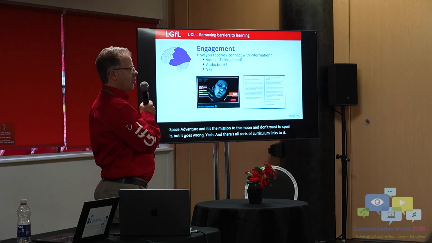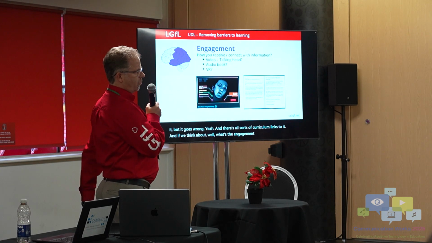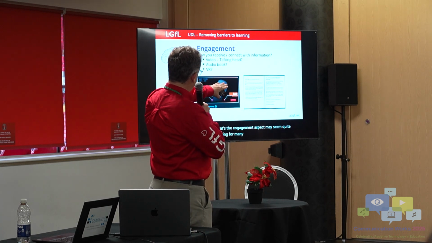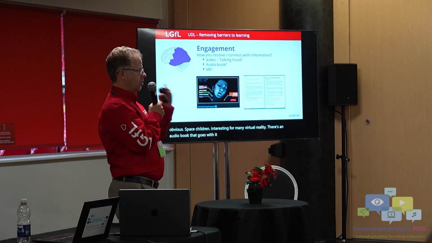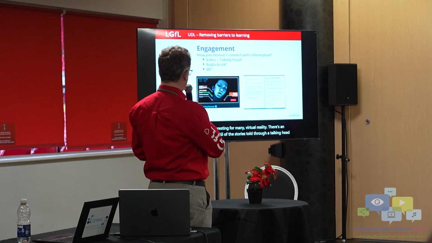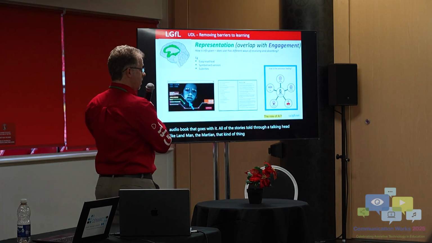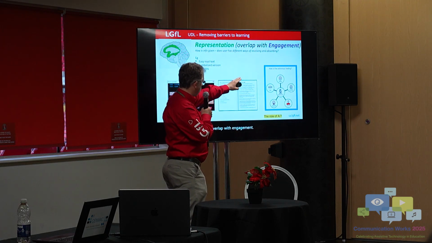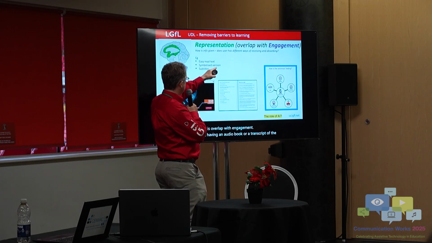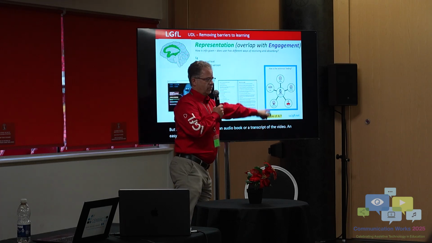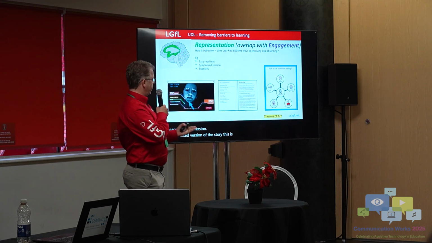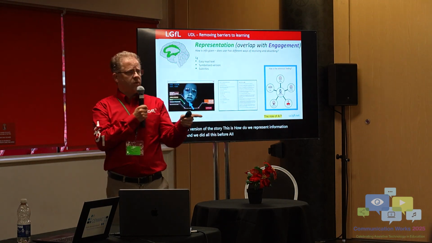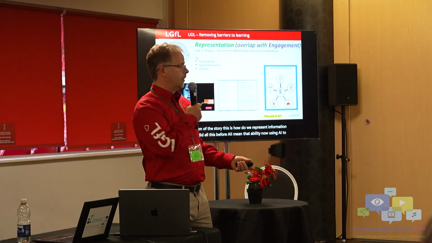And if we think about, well, what's the engagement aspect? It may seem quite obvious: space, children, interesting for many. Virtual reality, there's an audio book that goes with it. All of the stories told to a talking head, like Iron Man, The Martian, that kind of thing. Representation, there is overlap with engagement. But it's not just about having an audio book or a transcript of the video, an easy read text version, a symbolised version of the story. This is how do we represent information, subtitles, and we did all of this before AI. I mean, that ability now, using AI to simplify text, for example, it's amazing.